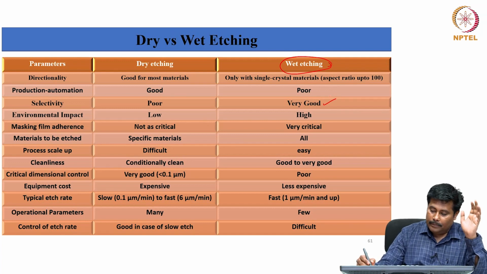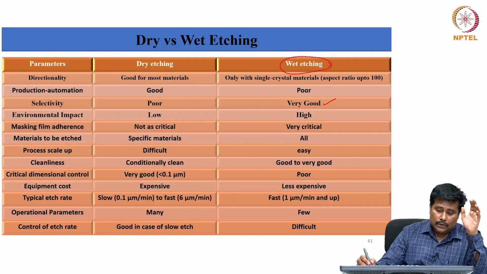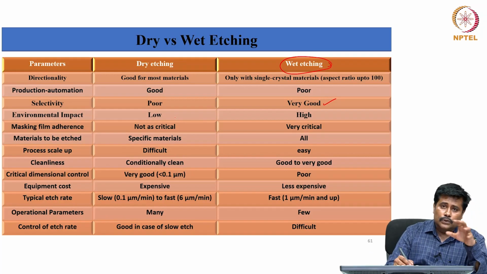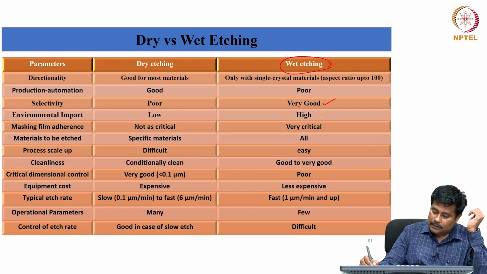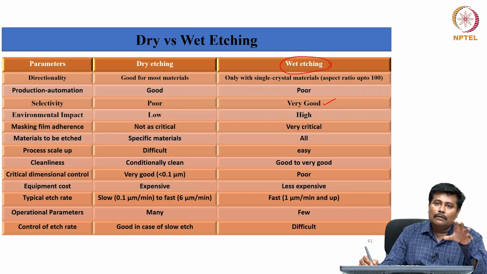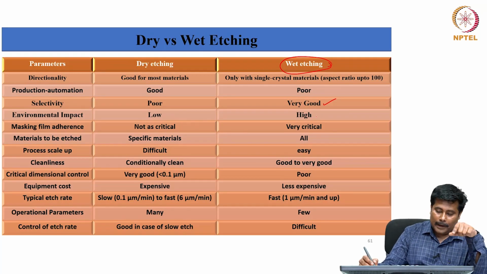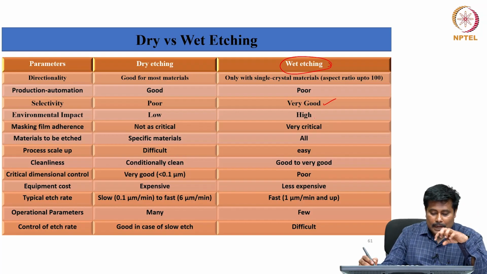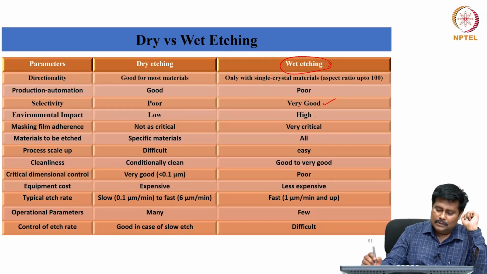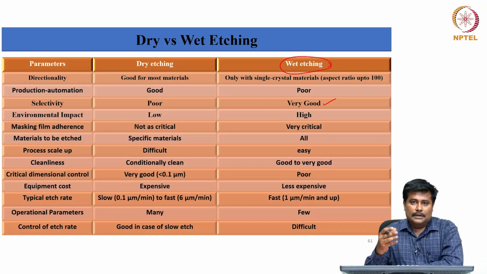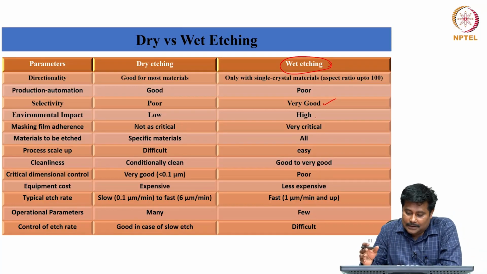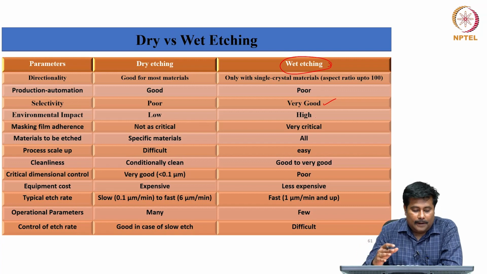From an environmental impact point of view, there are not many residues observed in the case of a dry etching process. In the case of a wet etching process, there is always a residue which is left out, which may have an impact on the environmental aspect. Then, as far as masking film adherence is concerned, in the case of a dry etching process, it is not as critical. However, in the case of a wet etching process, it is highly critical.